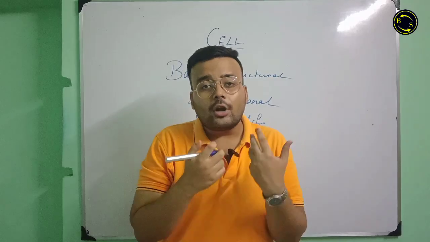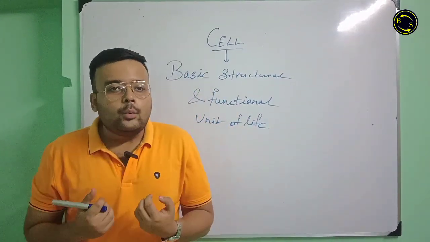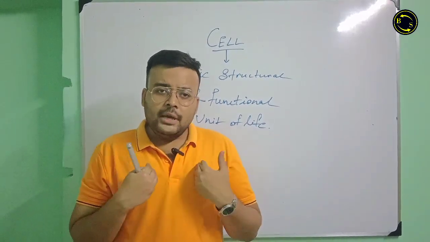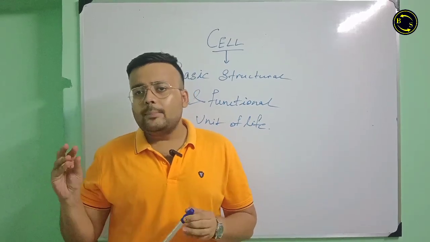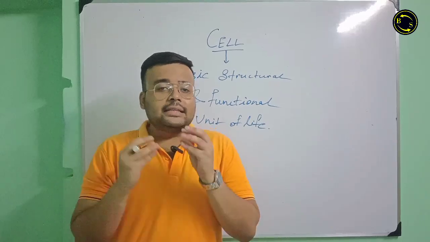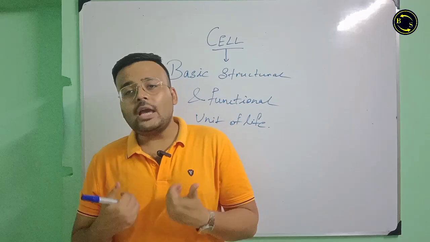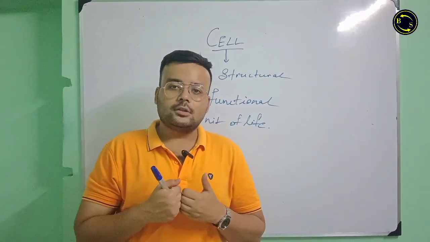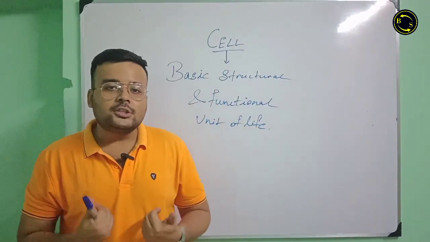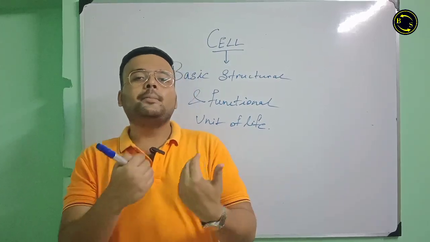What do we mean by structural unit and functional unit? By structural unit, we mean cells are the building blocks of organisms. Me, you, everything, a tiny plant to a big elephant, since they are made up of cells, cells make up our basic structure. They give us form, they give us shape, they give us a structure. And by functional unit, we mean that whatever functions a living organism executes, a cell also executes similar functions.